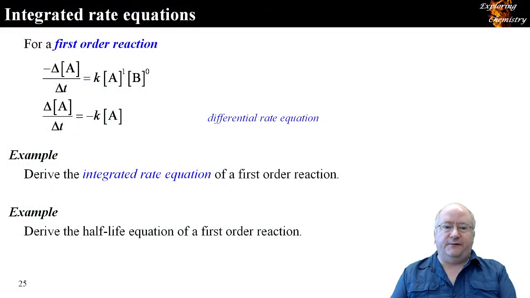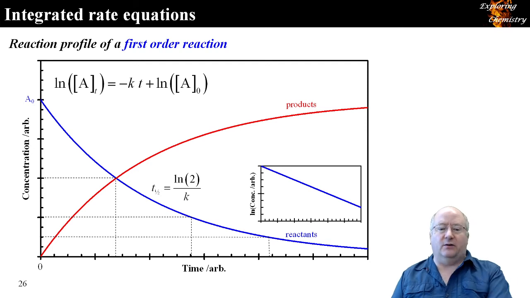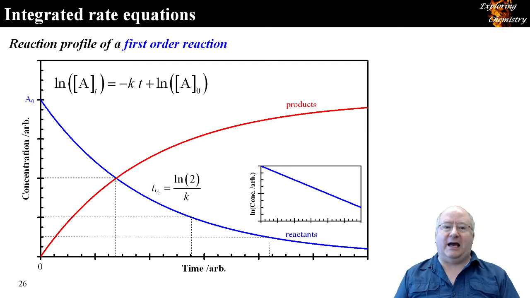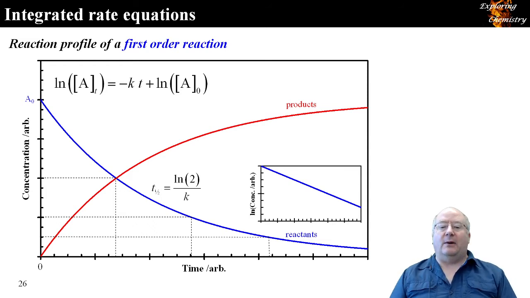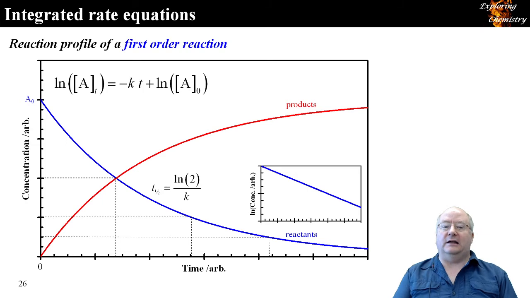Just to finish that off, this is what the profile looks like for a first order reaction. The big figure plots concentration versus time. It's not linear. Concentration versus time drops down. It's actually an exponential decay, the nature of the logarithm operation. However, the inset shows the natural log of concentration versus time, and that is the linear function. The slope of that line is again minus k. So if you want to calculate the rate constant, you just need to find the slope of the line.